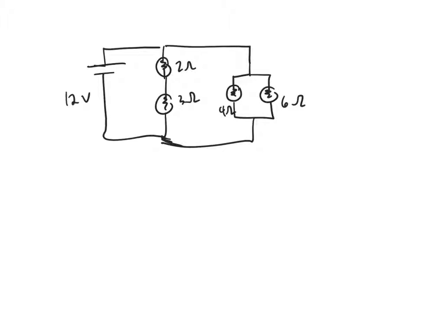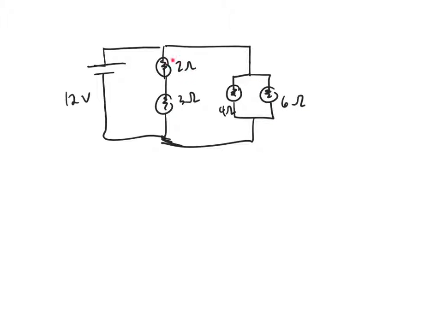Now, if I were to follow the current, I'm going to use a little cursor here, follow the marker. It's going to leave the positive terminal always. When it gets here, what happens? It splits. So this branch must be in parallel with this whole branch. Everybody agree with me so far?